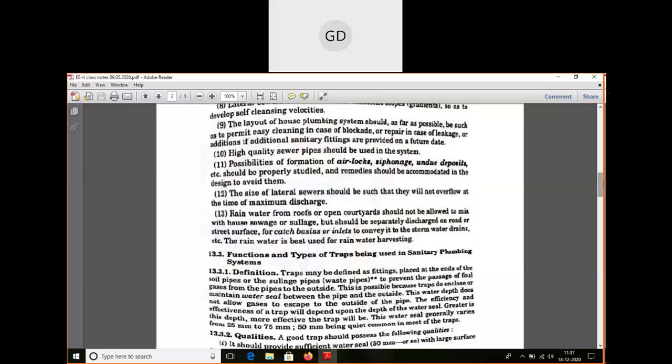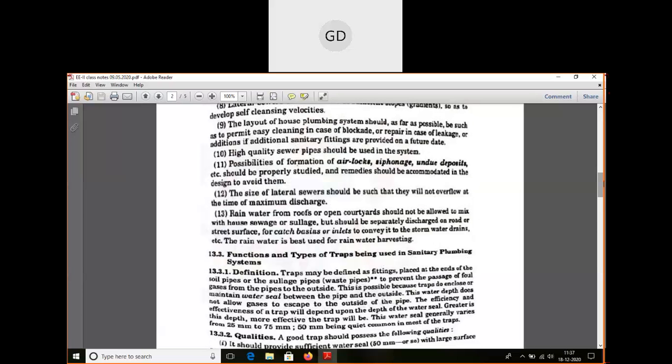Airlock, siphonage, undue deposit should not develop in the pipe, okay? There is a possibility of formation of all these blockades, but before that you should study it properly and you should find some remedies beforehand, so that you can avoid them.